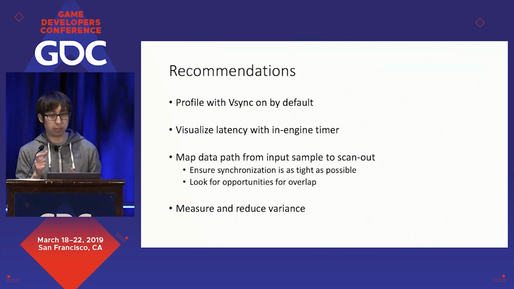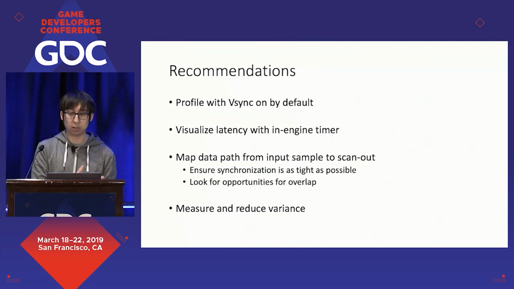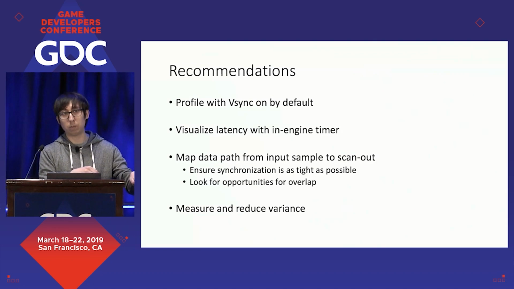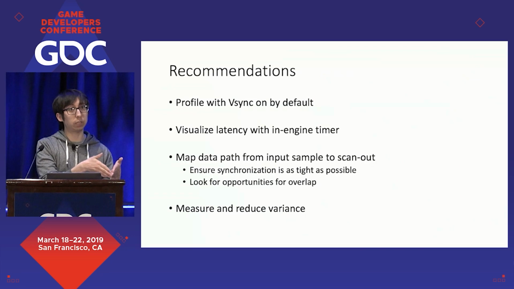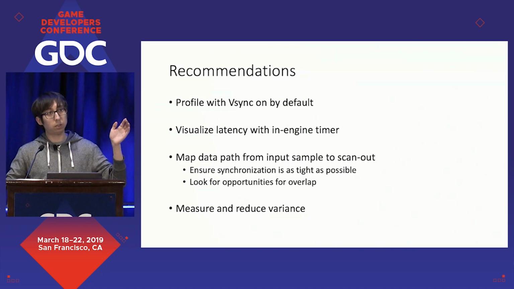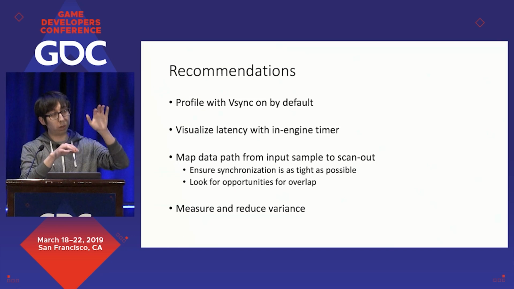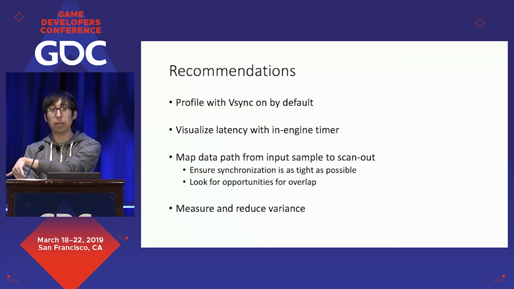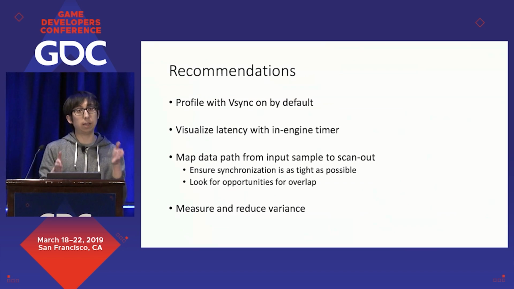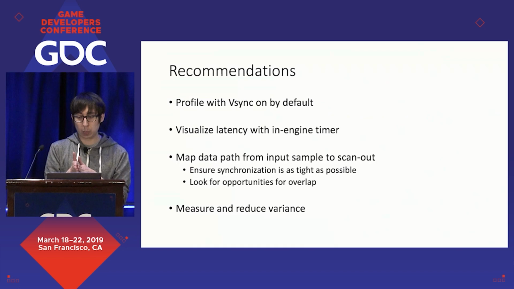Second, I would recommend implementing in-engine latency measurements and an on-screen timer. So we have dedicated GPU timers and CPU timers, and those are super useful for diving deep into specific systems. But I think to get a global view of what the frame is like, it's good to have a timeline that unifies the GPU, CPU, and scanout timelines. I'd also recommend mapping the data path from the input sample to the scanout in your engine to make sure that the synchronization is correct and everything is as tight as possible.